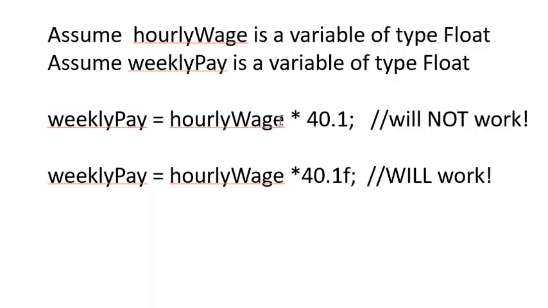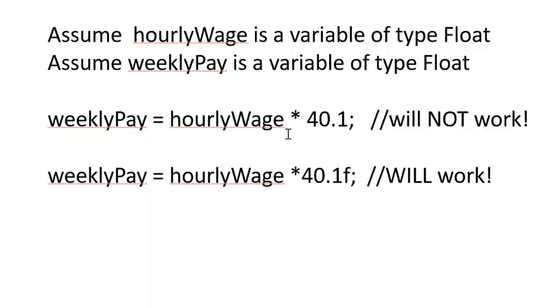The reason is this is trying to take a float type times a real number, and Java does not know to automatically cast the real number to a float type. So I have to specifically tell Java, all I have to do here is add this f at the end of this real number. And that tells Java, hey, cast this number 40.1 to a float type, and then it will say, okay, I've got a float type that is 40.1. I'm multiplying that times a float type that is hourly wage, and I'm assigning that to a float type that is weekly pay. Those all match, it will work.